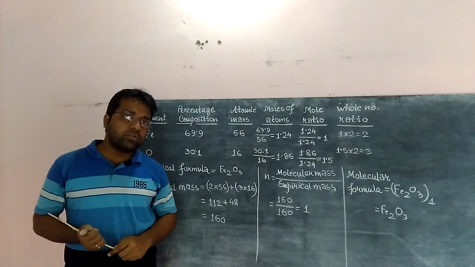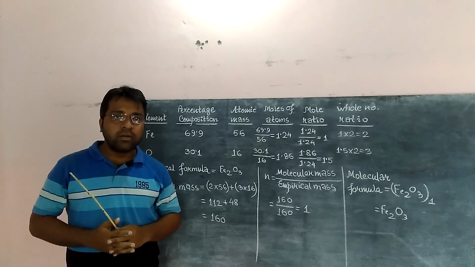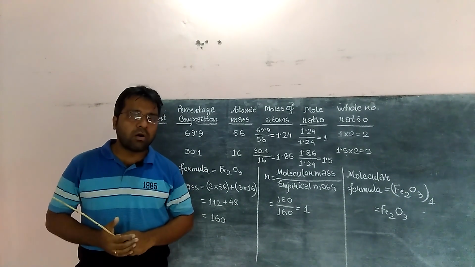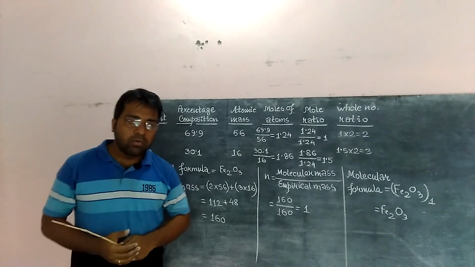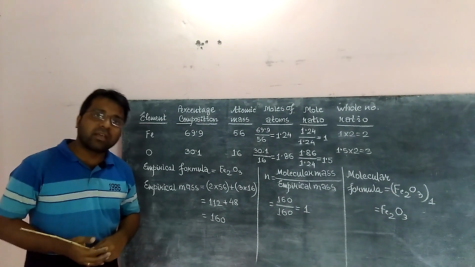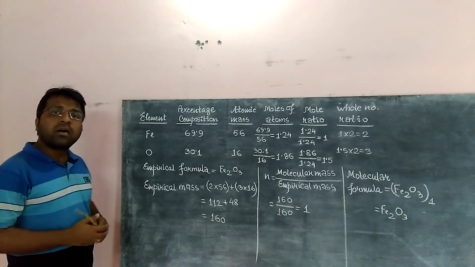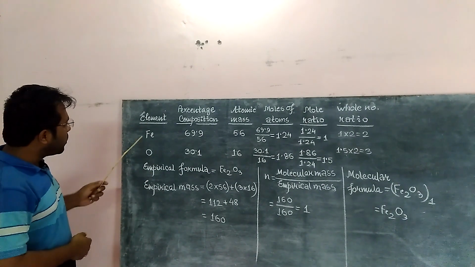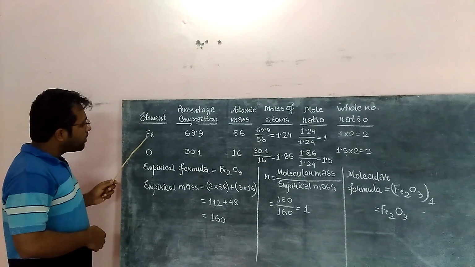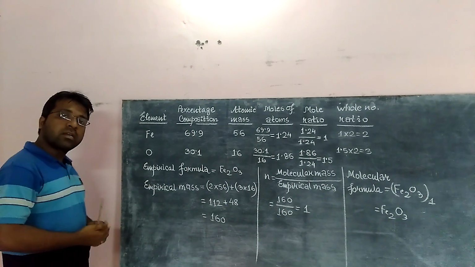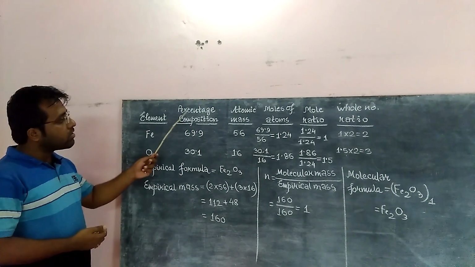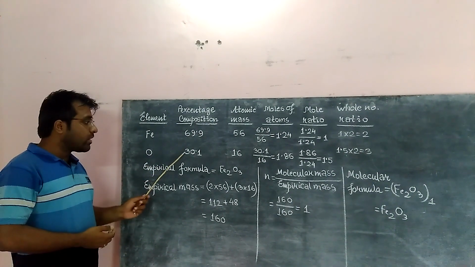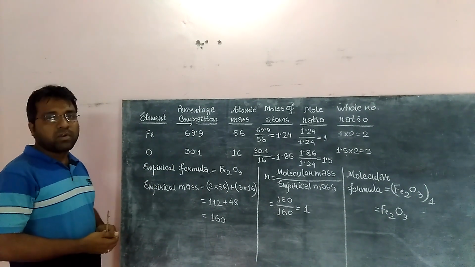So let us try to solve a numerical to find out the molecular formula of any compound. For example, let us say here two elements are given along with their percentage composition. So the elements are iron and oxygen, and their percentage compositions are given as 69.9 and 30.1 respectively.